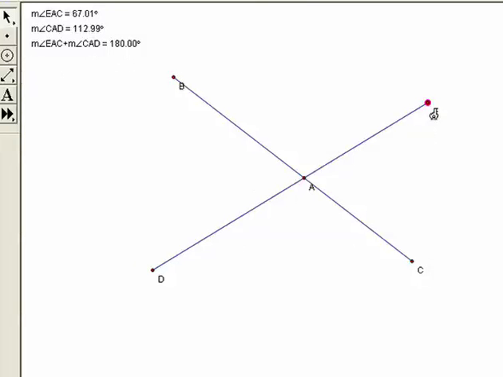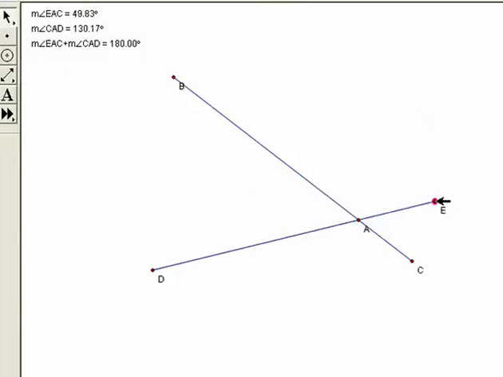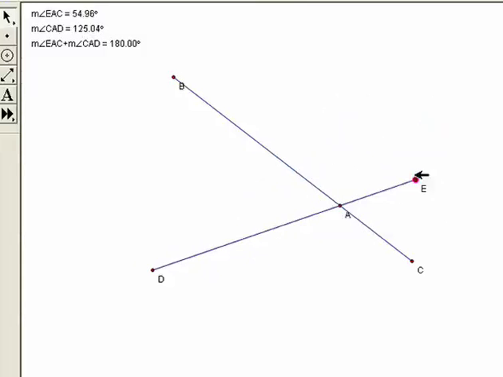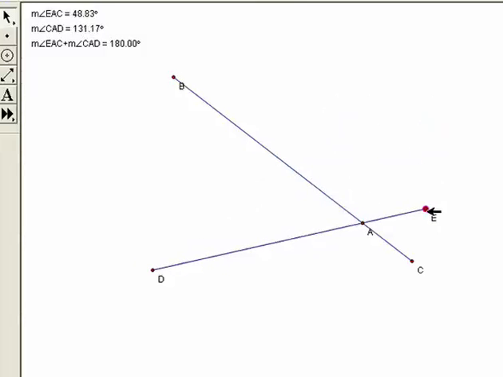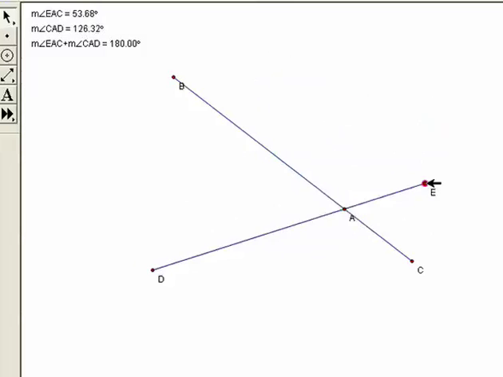Now watch as I change them. Watch as I change EAD. It's changing, but so is CAD, but look at the sum. It is always 180 degrees because the sum of those two is always 180. They're supplements of each other, so it doesn't matter where I go here, that always stays the same. Now if you have Geometer Sketchpad, I'll show you how I made that diagram to understand supplementary angles better.